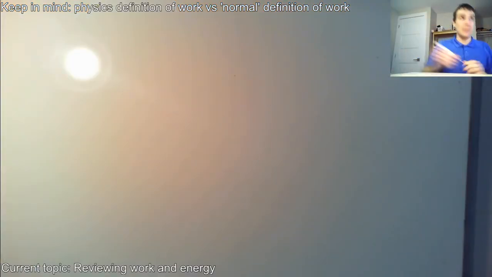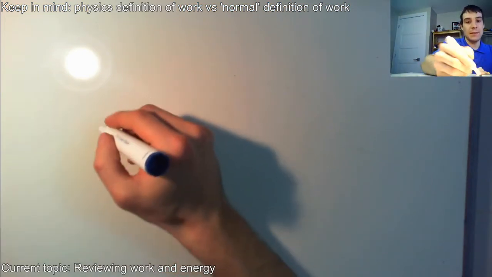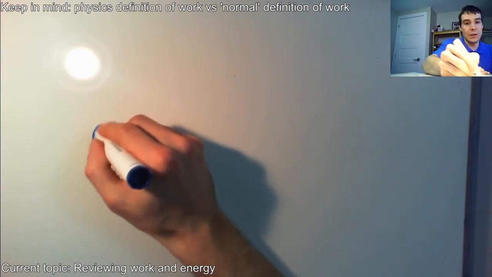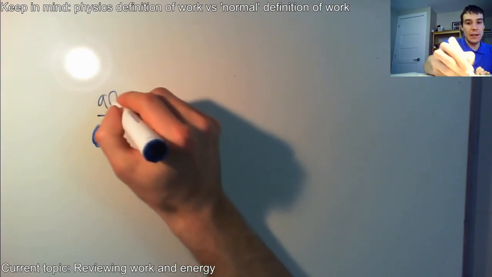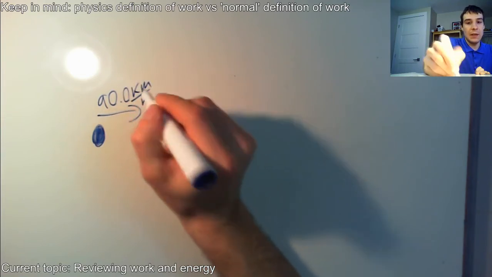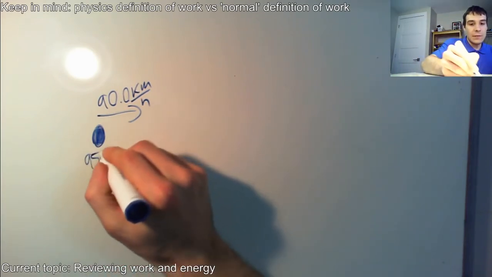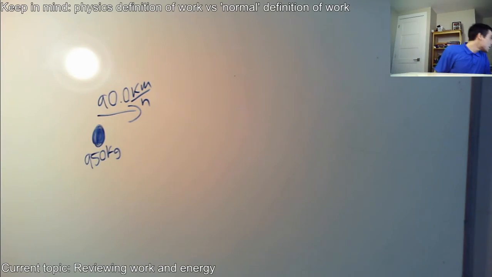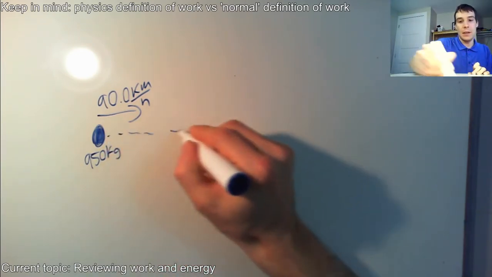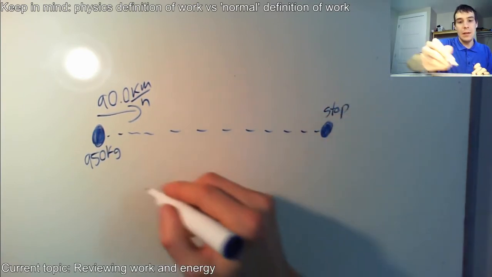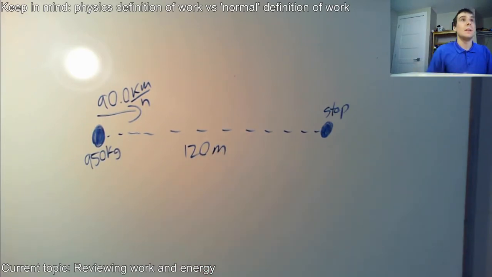Here we go. So let's put the situation in perspective. We have a car. It's going to be a circle because I can't draw cars. Coming in at an initial speed of 90 kilometers per hour. The car weighs 950 kilos. And it needs to stop in a distance of 120 meters. And it's asking us to figure out how much work is done.